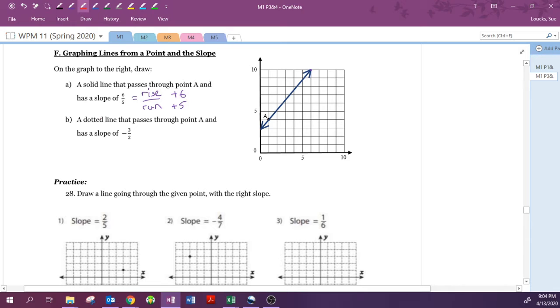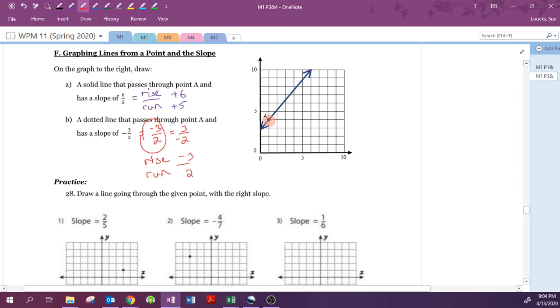Okay, and for B, we're going to do a dotted line that passes through point B and has a slope of -3/2. So remember that -3/2 is the same as 3/-2, or it can be -(3/2). If you put any of those three in your calculator, you're going to get the same answer. In this case, this is the one that makes the most sense to do because we can have a rise of -3 and a run of 2. So we'll do that starting at point A.